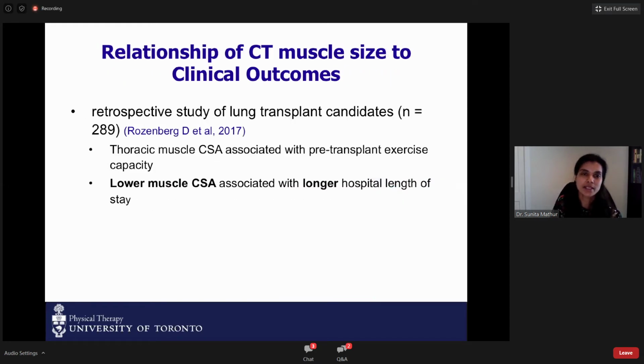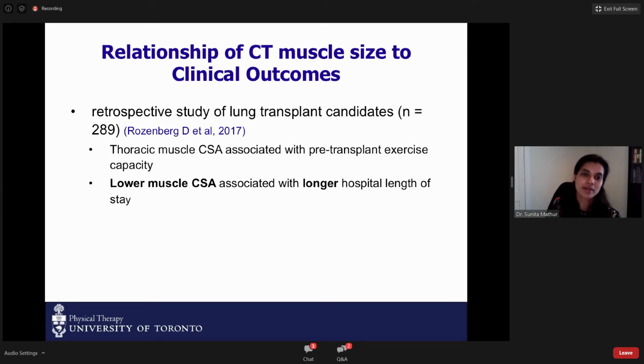So in one of these studies, we did a retrospective review of lung transplant candidates at the Toronto Lung Transplant Program. And in the study, we were able to include close to 300 people, whereas when we bring people to the lab to do ultrasound or DEXA or BIA, we really only have studies of about 50 people. So this was a real advantage of using this technique.